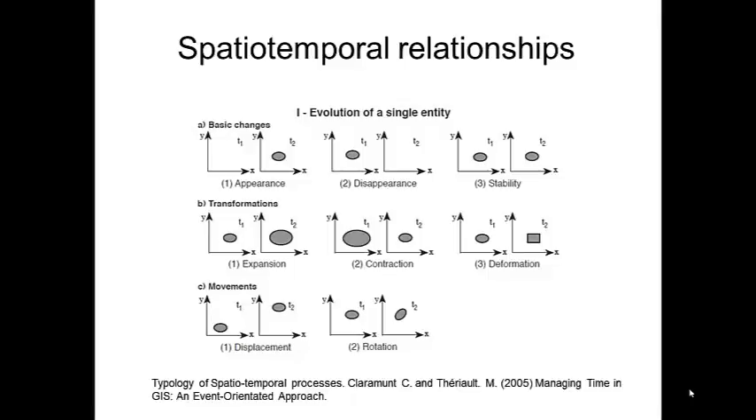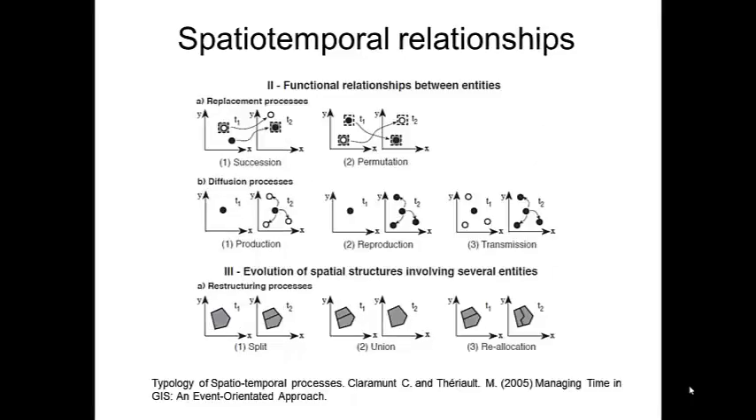So we've got things appearing, disappearing, or remaining the same, a single entity. We've got entities expanding, contracting, changing shape, or moving or rotating through space. So we've got these spatiotemporal relationships within individual entities that we might want to search for or impose constraints upon. We've got potentially functional relationships between entities in space and time.